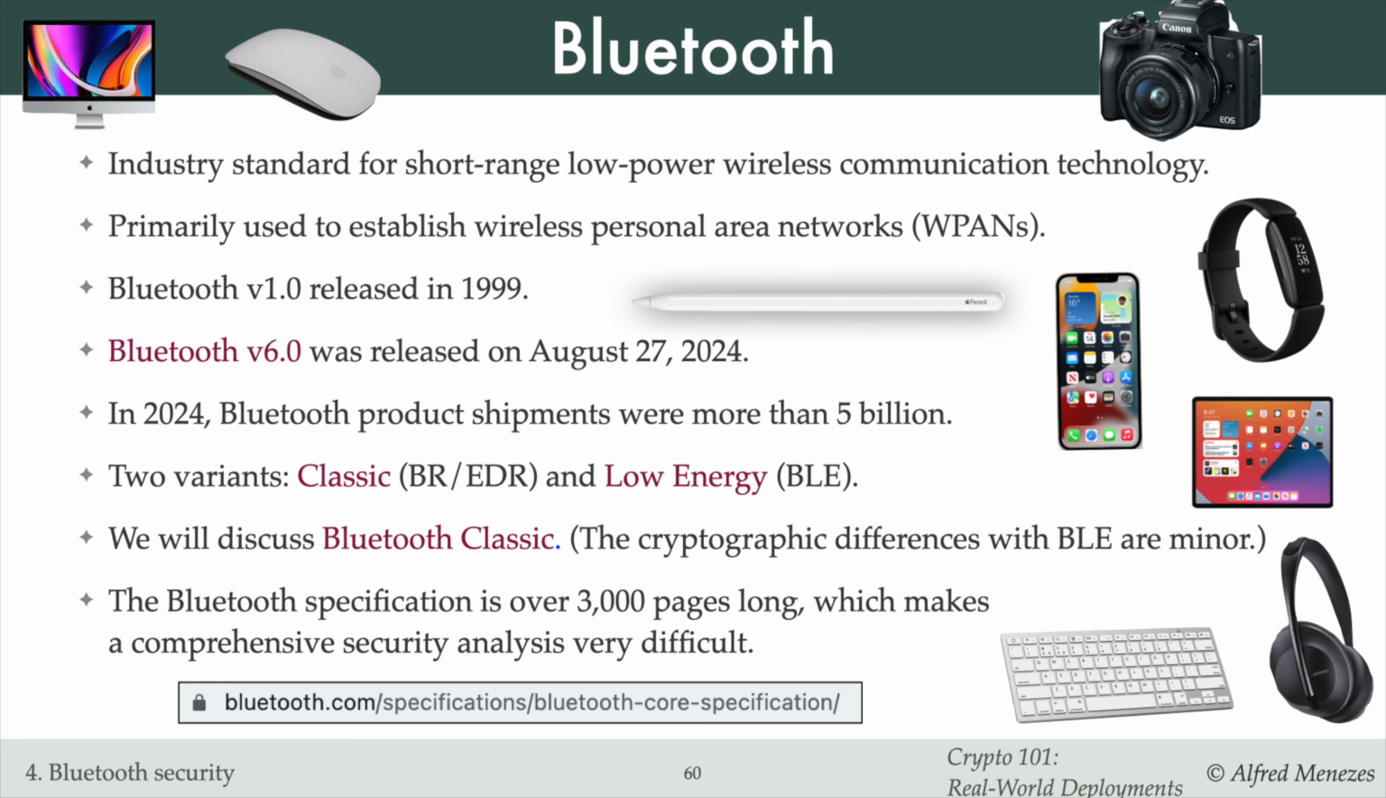The security section of the Bluetooth specification is over 70 pages long. But security is very closely intertwined with the rest of the specification. Due to the complexity and length of the document, conducting a thorough security analysis of Bluetooth remains a challenging task.